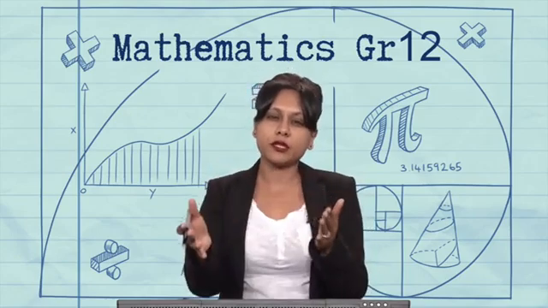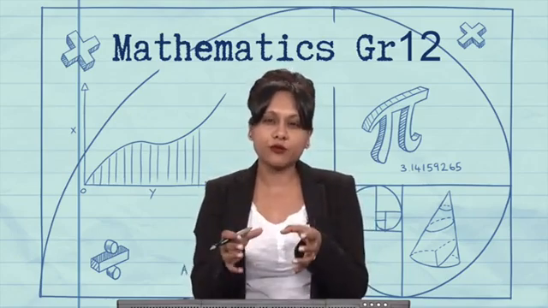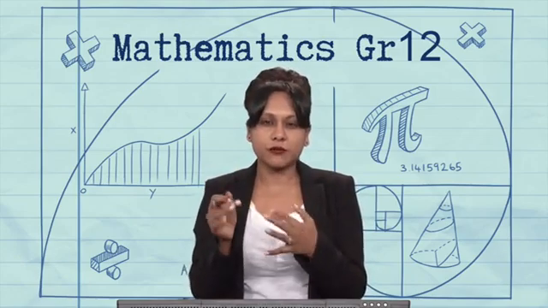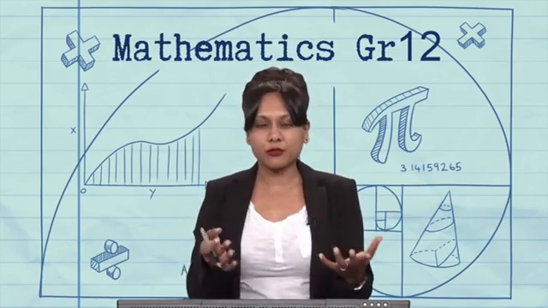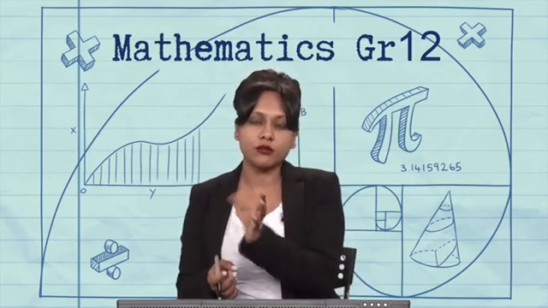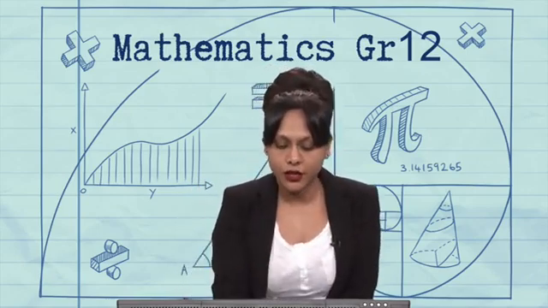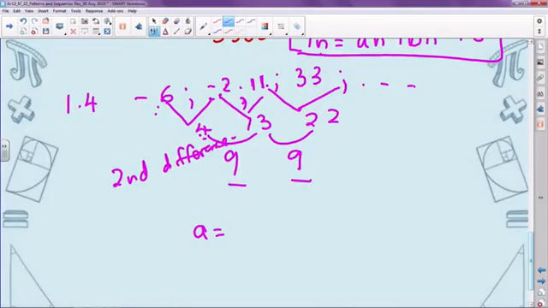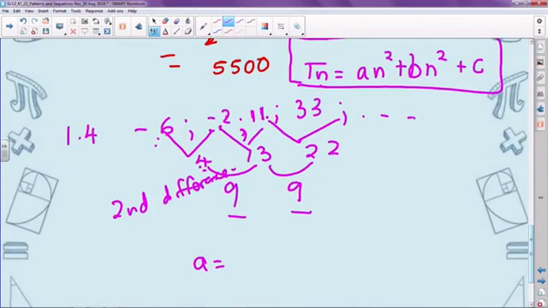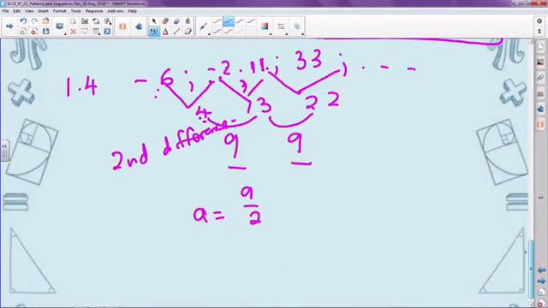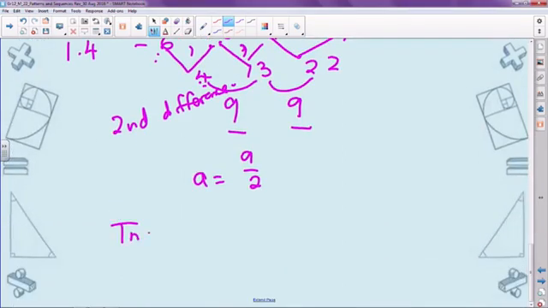Okay, and there is a process that you go through to derive and to prove why the value of a is your second difference divided by 2. We're not going to look at proving that, you just assume that and then you move on and use that value for a to help you work out your general term. So a in your general term is going to be your second difference, which is 9, divided by 2. So I've got the value for a in my sequence. I've got Tn is equal to 9 over 2 n squared plus bn plus c.